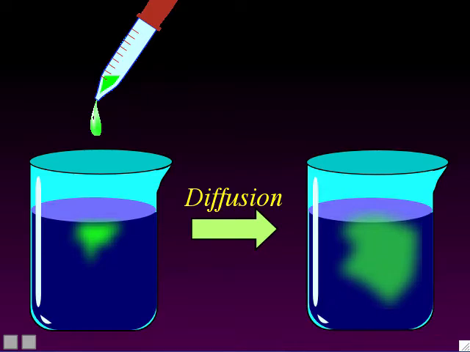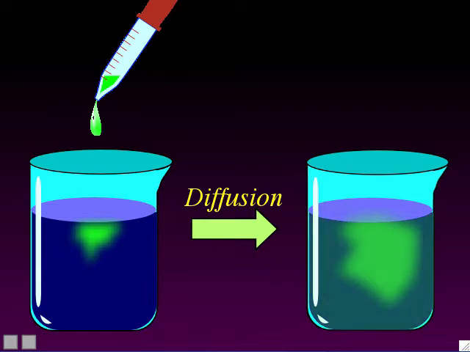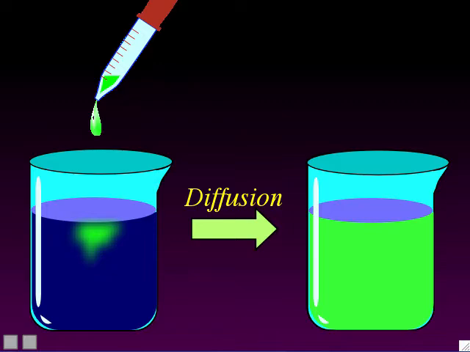Given time, even this arrangement right here is going to continue to diffuse as those solutes continue to move from their high concentration area to their low concentration area. So that's what diffusion is: movement of solutes from their high concentration area to their low concentration area. And they keep diffusing until they are completely evenly spread out, at which point you say that the solutes are dissolved.